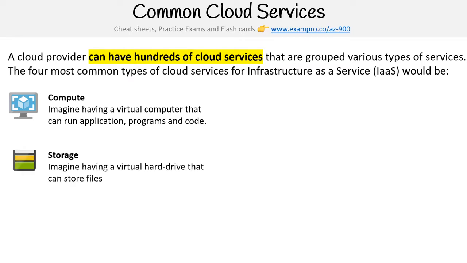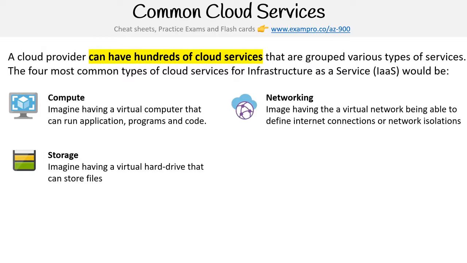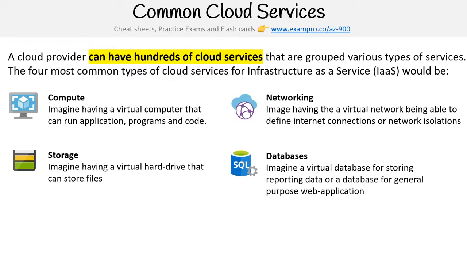Then you have storage. This is where you would have virtual hard drives that you could store files. Then you'd have virtual networking, because you have these computers and storage, so you need to put them in some kind of virtual network. And then you have databases. Just imagine a database that is running in the cloud, or if you're not familiar with databases, just imagine that it's Excel in the cloud, but it powers your web apps.